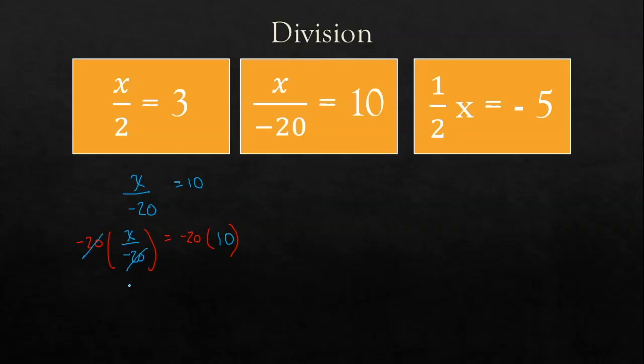So these go away, which is why I did it. And I made sure that I used that negative, right? Because if I don't use that negative, then I risk being left with that negative with that x, and I really don't want that. So I'm going to just go ahead and do it all at once. So -20 times 10 gives me -200, and I'm done.